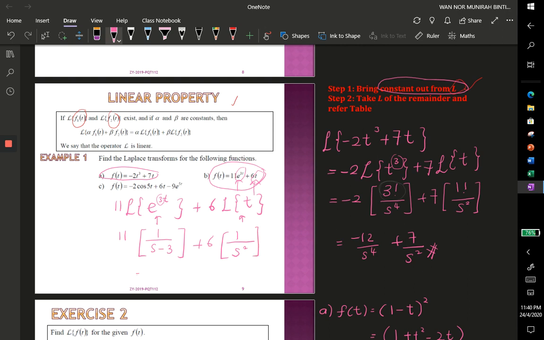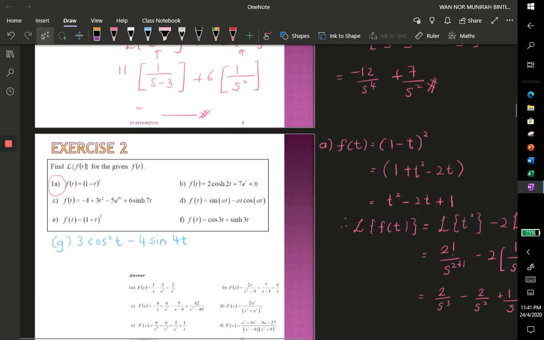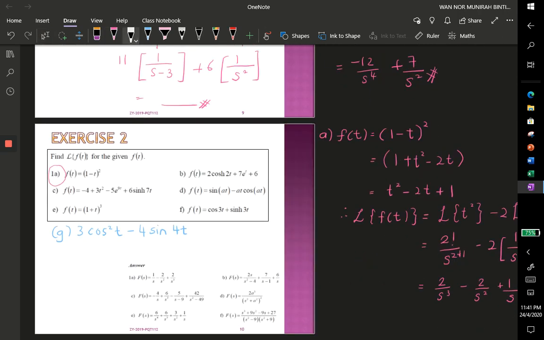So you can simplify your solution. Understand? Okay. Let me give you another example here. Look here carefully, guys. Let's say you have f(t) equals (1 minus t) squared. 1 minus t squared does not exist in your table of Laplace transform.